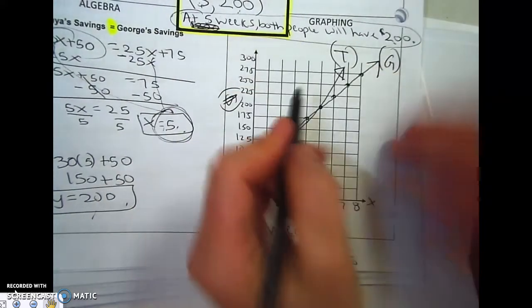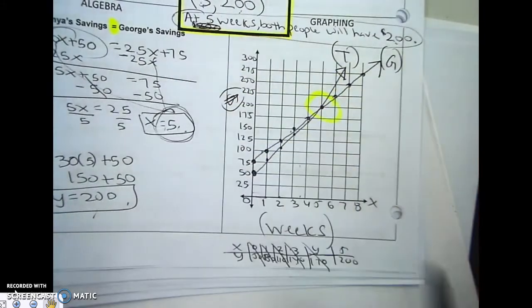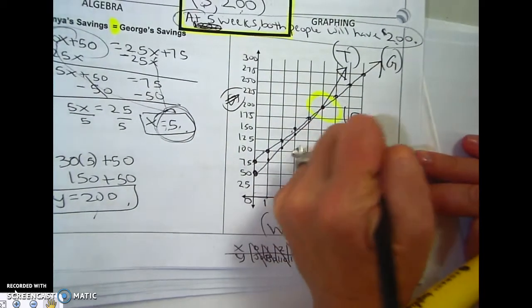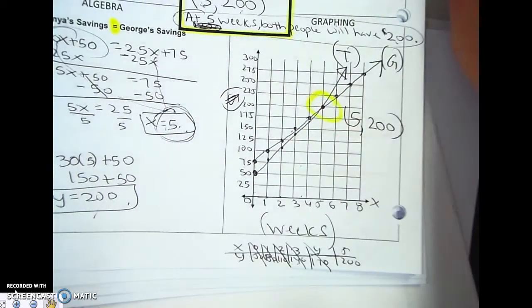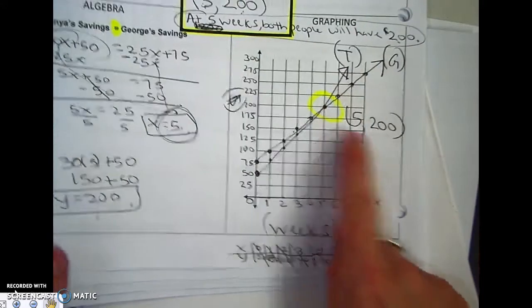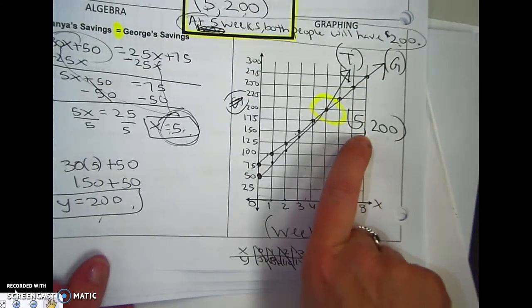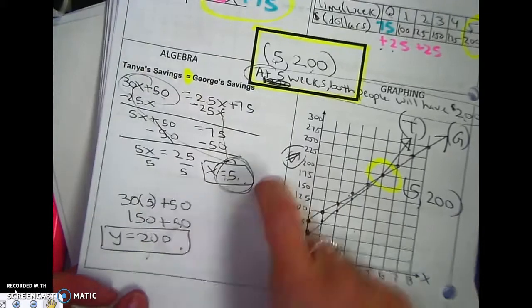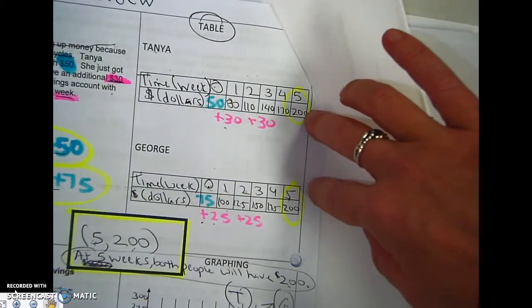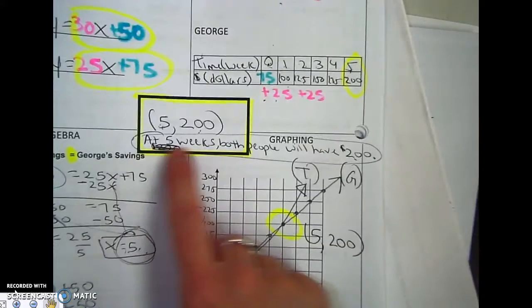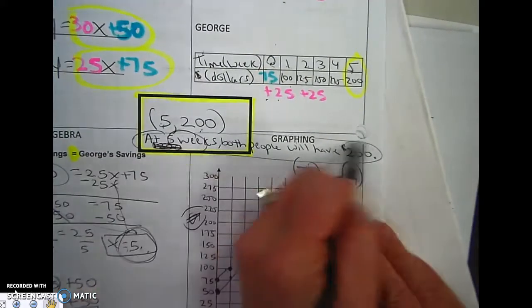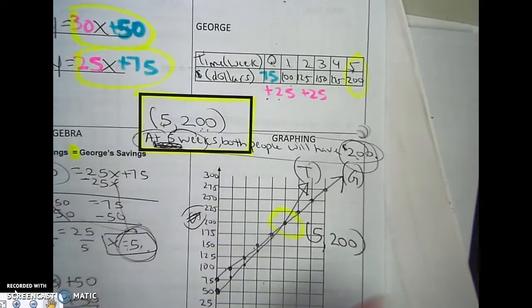T for Tanya. And then I'm going to circle this, and I'm going to write that as the point 5, 200. I need you to be very clear. When I have the graphing, boom, I have an answer as a point. When I did it in algebra with an equation, I had an equal sign. You can see the answer. If you look over here, you can see the table and answers. And if you look in words, 5 weeks, $200, 5, 200.